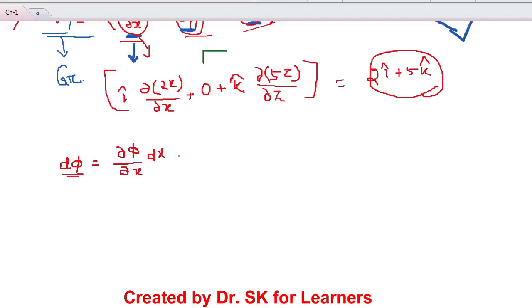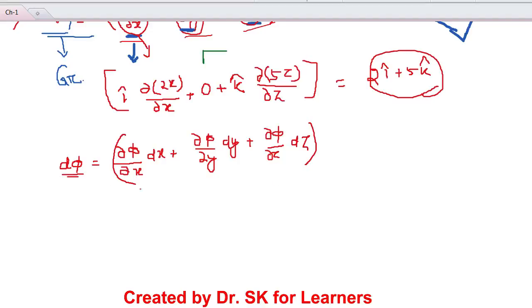This is dx, remember. This is not del, this is d. So it's a full differential of x. Similarly, partial differential of phi by del y dy plus partial differential of phi by del z dz. Sorry, dz. So you have to write the derivative like this.